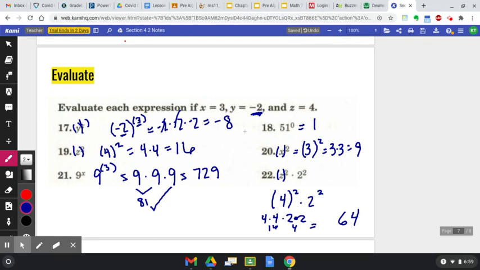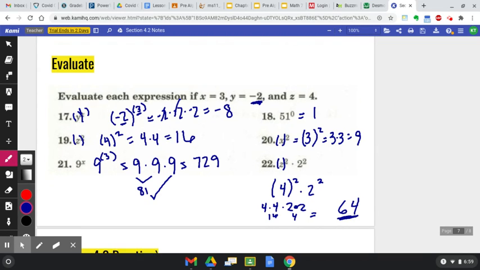All right, number 18, nothing to plug in. None of the variables are in this problem, just 51 to the 0. We should know anything to the 0 is just 1. We take the 3 and plug it in for x, so 3 squared, which is 3 times 3, should get 9. Number 22, when I plug in z, it's 4 squared times 2 squared. So 4 times 4 times 2 times 2. 16 times 4 should get 64 when we evaluate that expression.